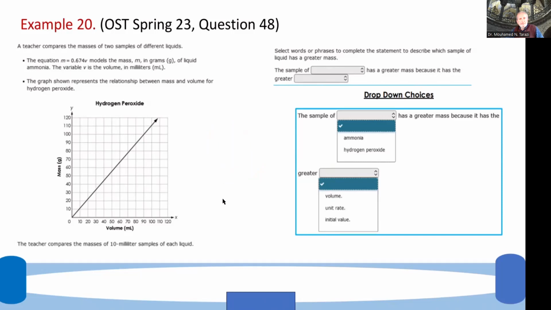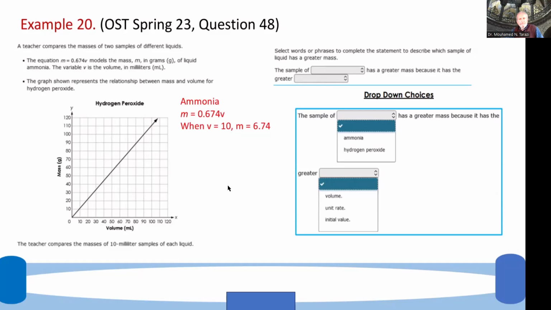So we need to do some calculation here. Start with ammonia. M, the mass, is 0.674 V. V is the volume, and he's comparing 10 milliliters, okay? He's comparing 10 milliliters. So you put 10 for the volume, you get mass is 6.74 for 10 milliliters of volume.